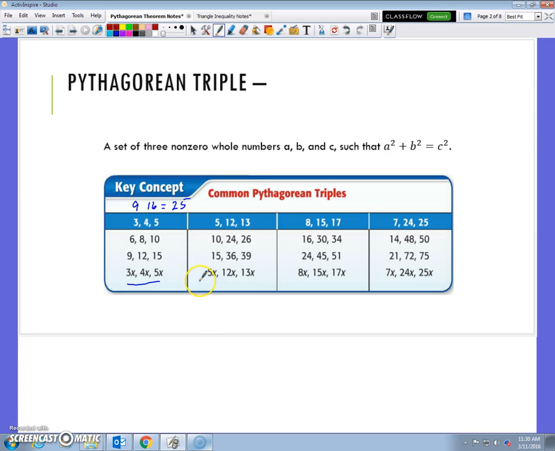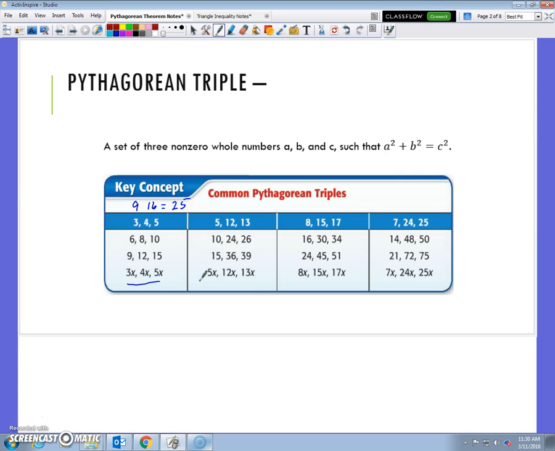But even the multiples of that Pythagorean triple are, in fact, Pythagorean triples. I mean, they're right triangles. They're common sides that are whole numbers that could be the sides of a right triangle. So I might refer back to this chart because I'm not near as familiar with the 8, 15, 17, and 7, 24, 25 as I am with the 3, 4, 5, and the 5, 12, 13.